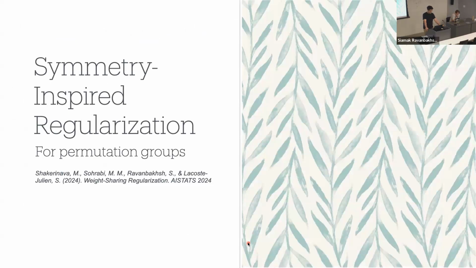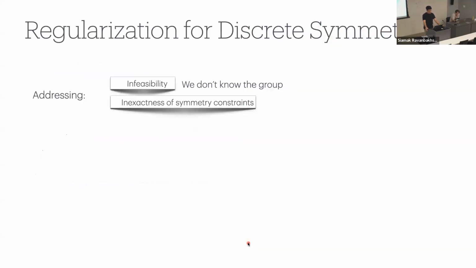Now I'm going to quickly do a slide discussion of this other work, which is about regularizing deep networks using symmetries. So the problem that's being addressed is not computation anymore. This is about the infeasibility of designing equivariant networks where we don't know the group, or sometimes maybe you even know the group, but the symmetries are not exact. So you don't want to constrain the model directly.